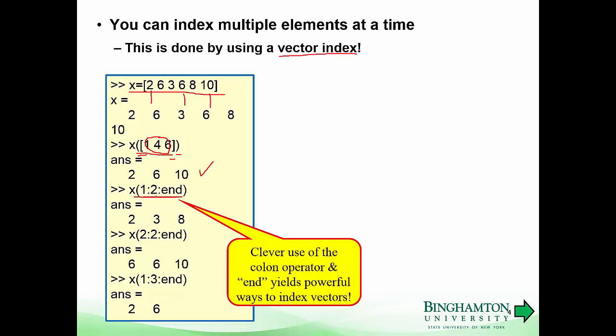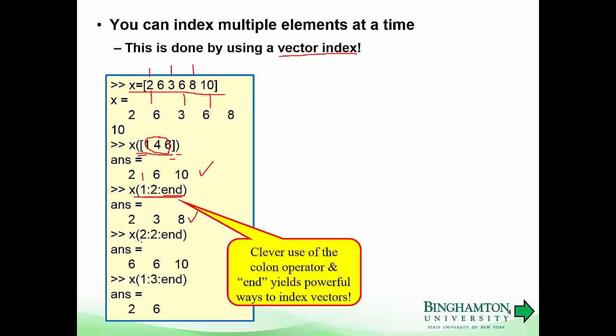So what is this doing? Well, remember our colon operation. It's going to start at 1, jump every 2, and go out to end. So it'll start with 1, then jump by 2 to the third one, skip the fourth one and go to the fifth one. And it won't actually do the end because that's not on the grid that we've defined. So we'll get the numbers 2, 3, and 8, and in fact that's what we get.